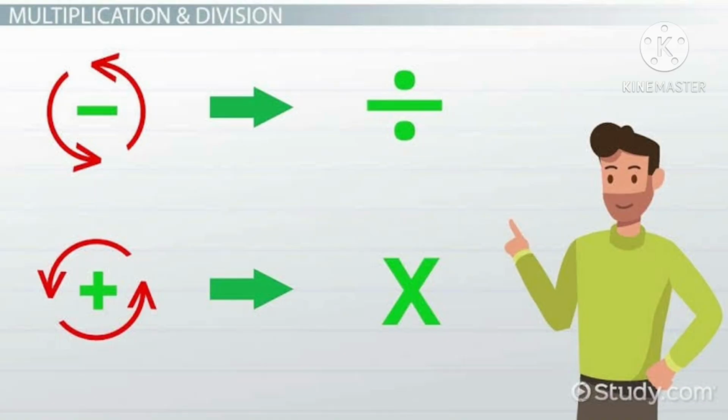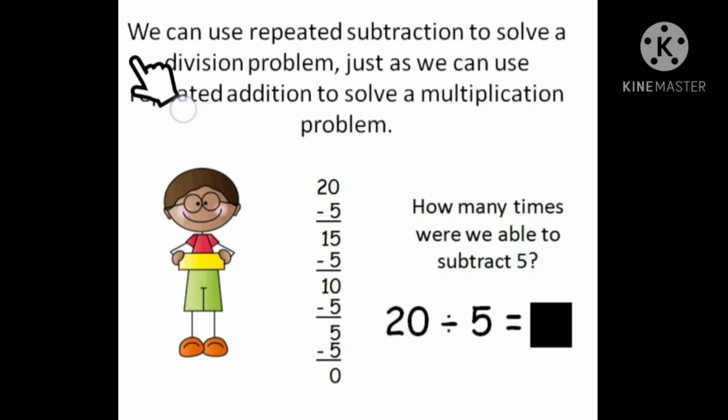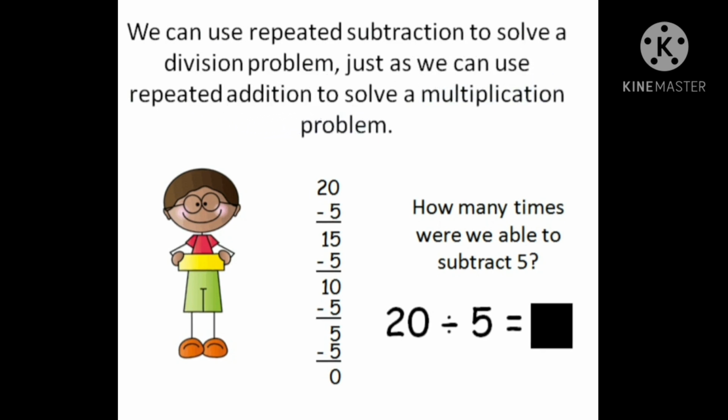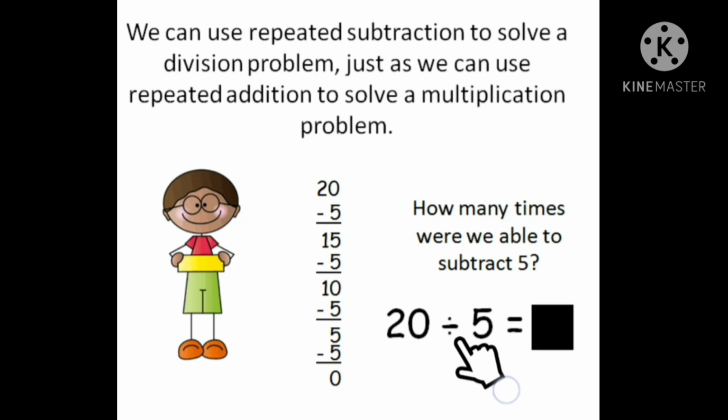We already learned multiplication is the repeated addition of the same number. And in division we use subtraction. So, division is the shortest way of subtracting the same number again and again. We can use repeated subtraction to solve a division problem, just as we can use repeated addition to solve a multiplication problem. Here's a question: 20 divided by 5 equals.